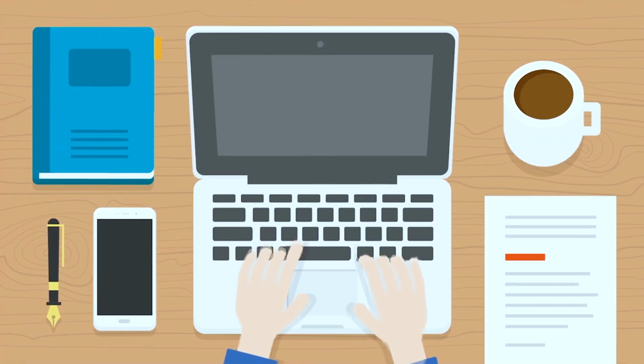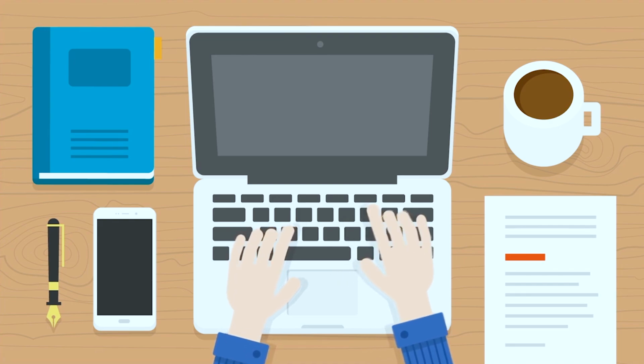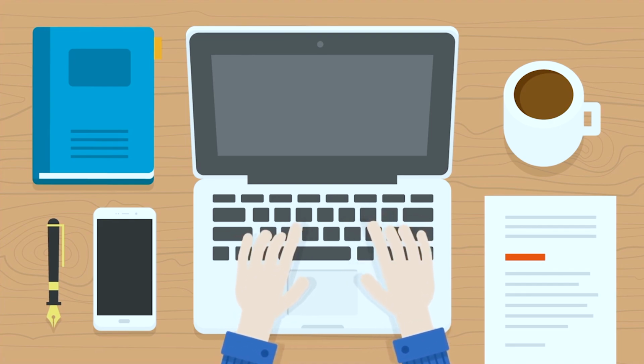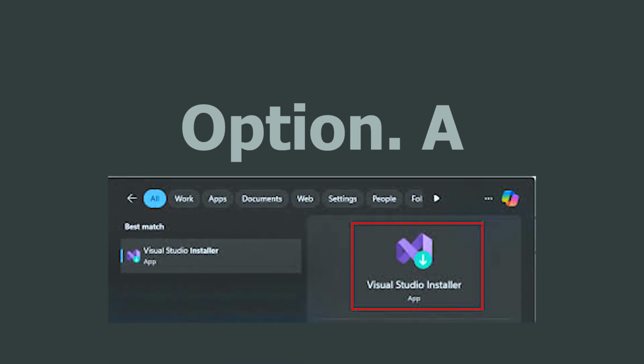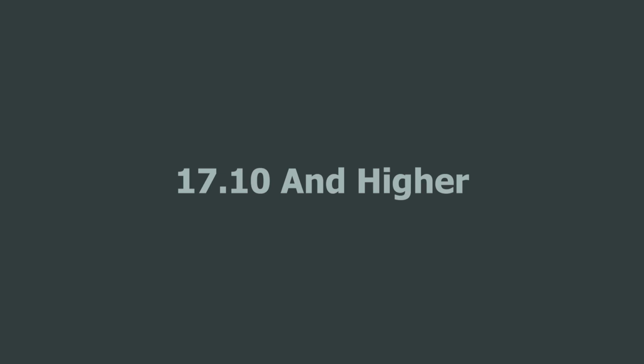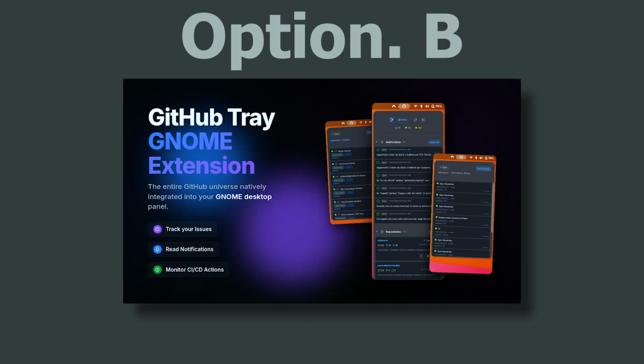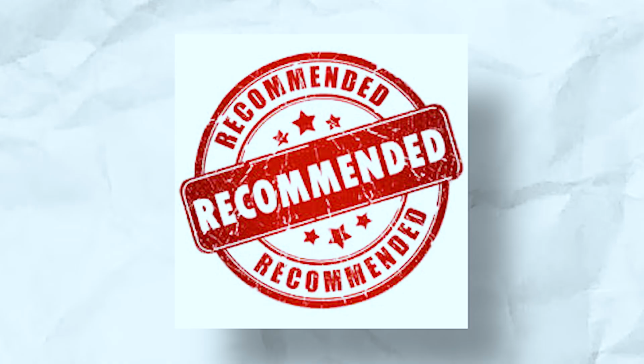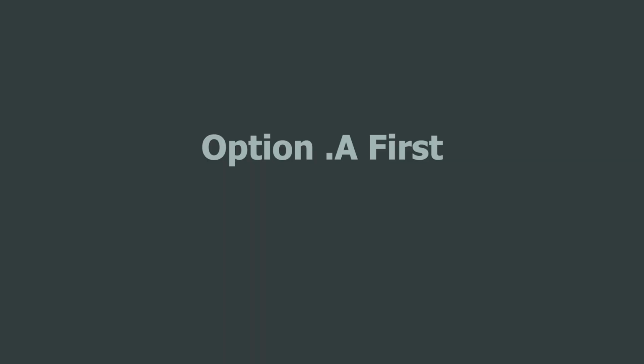So there are two options for installing GitHub Copilot in Visual Studio. Option A is via Visual Studio installer. This is the recommended option for version 17.10 and higher. Option B is via manage extensions. This is the recommended option for older versions or manual install. So let's go ahead with option A first.